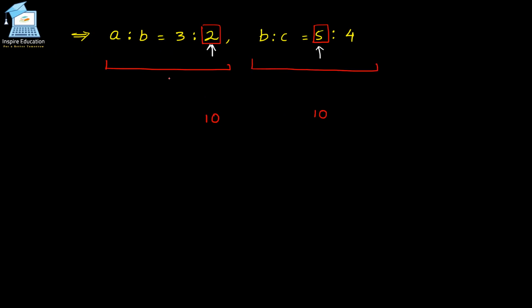So how can we do this? We need to multiply this ratio by 5. This is very simple. Now remember, whenever you are multiplying this ratio by 5, not only will this 2 change, but this 3 will also change. Ratio means what? Comparison. So if you change one part of the ratio, the comparison will get disturbed.